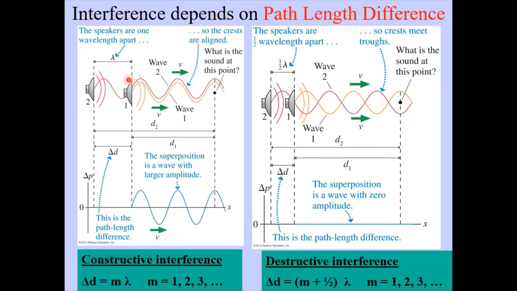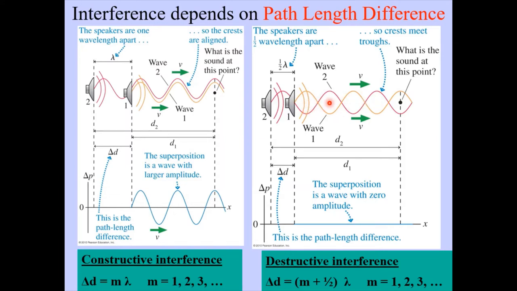Because one's farther away than the other, interference will depend on the difference in path length. So this path length difference determines whether we hear constructive interference, like in this picture here. Notice the two sound waves are overlapping and they're both in phase. Or in this picture here, the sound waves are one half of a wavelength apart. And so when one is at a peak, the other is at a trough, and vice versa.